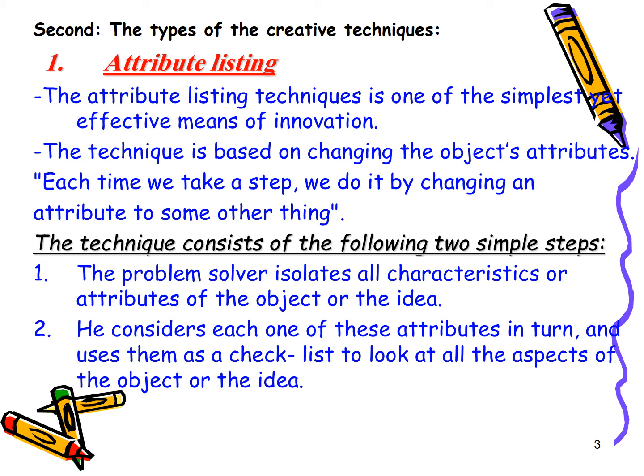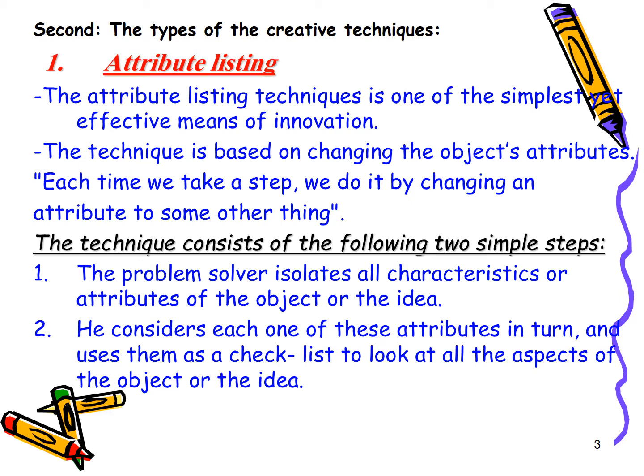Each time we take a step, we do it by changing an attribute to something else. The technique consists of the following two simple steps. The mechanism of the attribute listing technique is based on two steps. In the first step, the problem solver isolates all characteristics or attributes of the object or the idea. I have to isolate them, the old or recent attributes.